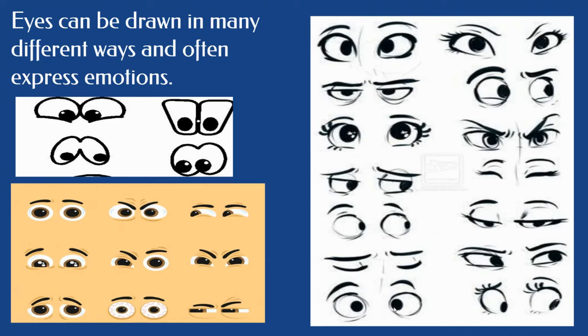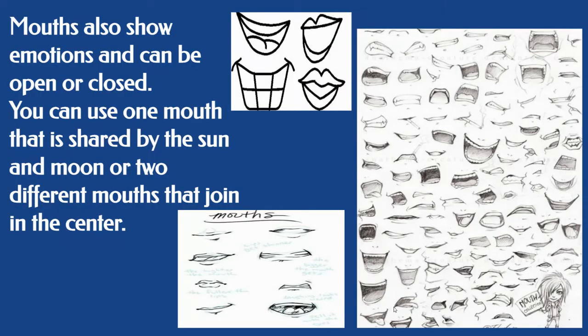You can also decide which eyes you'd like to draw. Eyes can be drawn in many different ways and express different emotions. Mouths also show emotion, and they can be drawn open or closed. You can use one mouth that is shared by the sun or moon, or you can use two different mouths that join in the center.